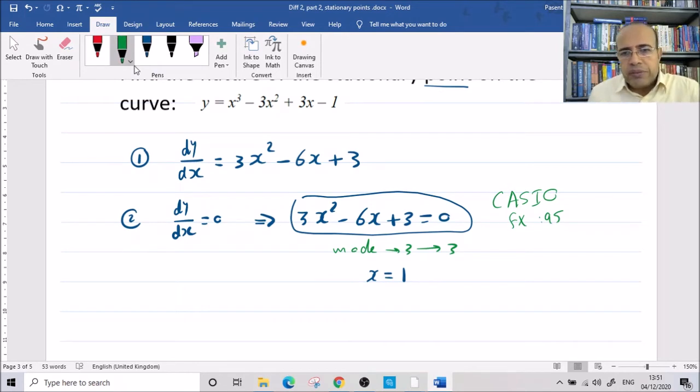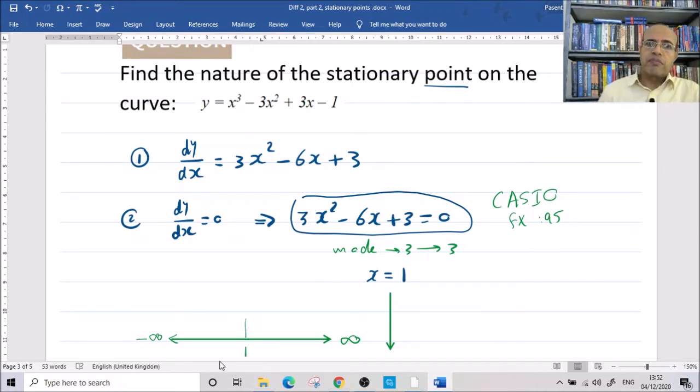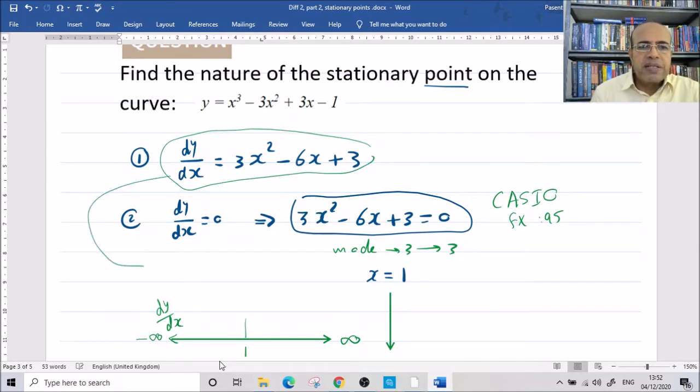The first method, we draw the number line. Remember the number line from negative infinity to positive infinity. And put that point on the number line, x equals 1. We check the sign of dy by dx. We choose a point before 1, for example 0, and after 1, for example 2.